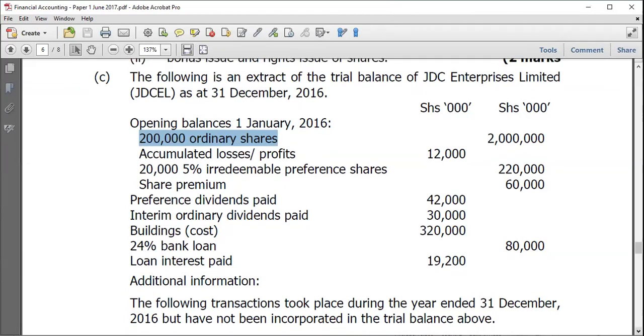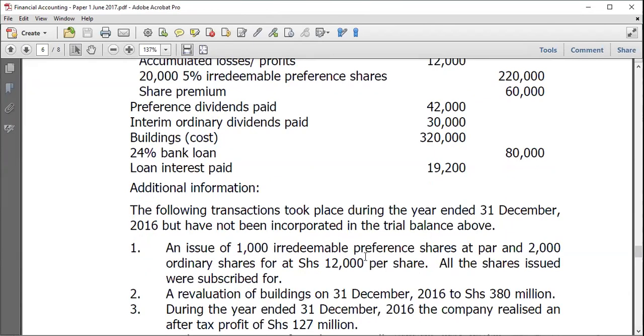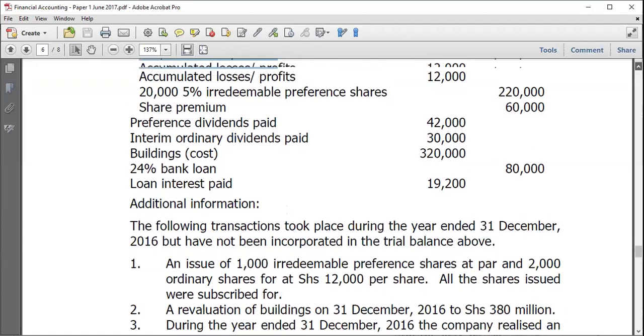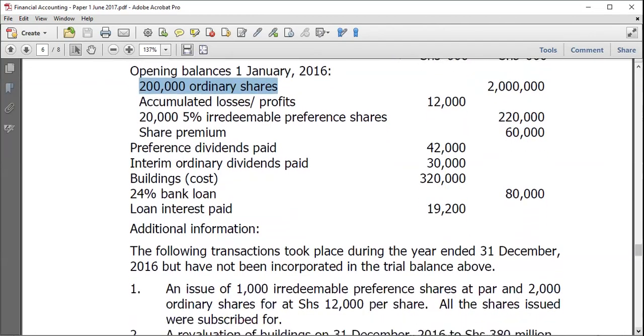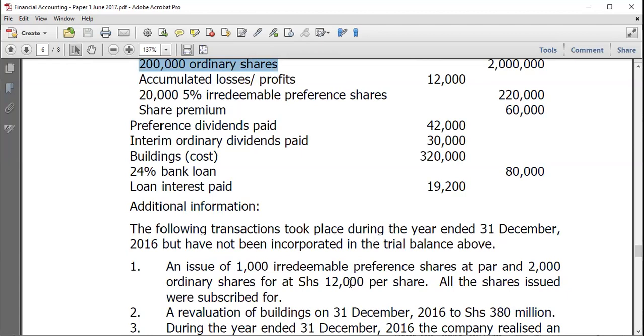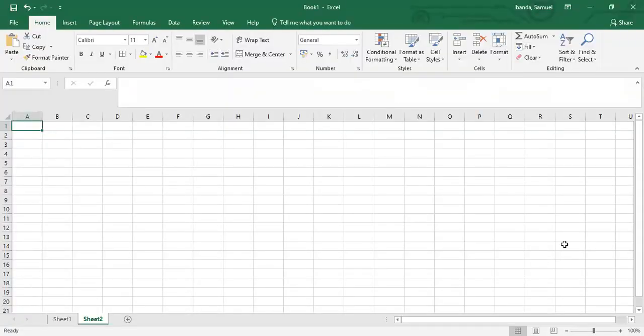So if they are telling us that they issued shares at 12,000 per share, it means they issued at a price above the nominal value of the shares, because the nominal value is the 2 billion divided by 200,000, which gives you 10,000. So they basically issued shares at a premium. That means within this 12,000, there is both the share capital component and also a share premium component. So we can just do that aside, maybe have a working.